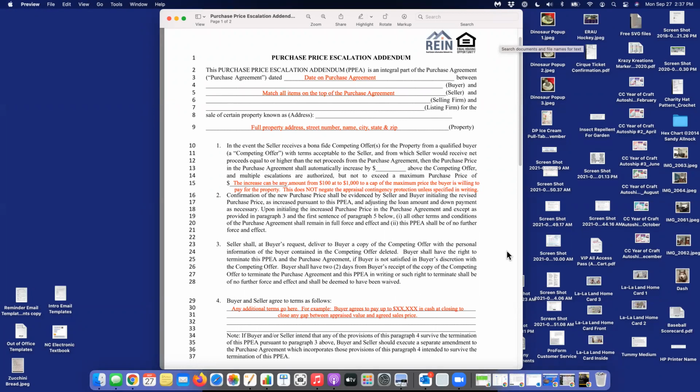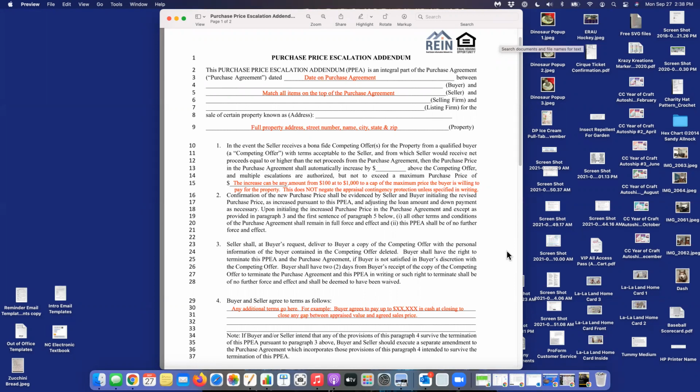$135,000. So if they want to say, all right, we're going to offer $125,000 on the agreement, but if you get other offers that come in, we will increase our amount in $500 increments until we get to a cap of $135,000. So if the next highest offer comes in at $132,000, your buyer would then be paying $132,500 because it would be $500 above the highest competing offer.